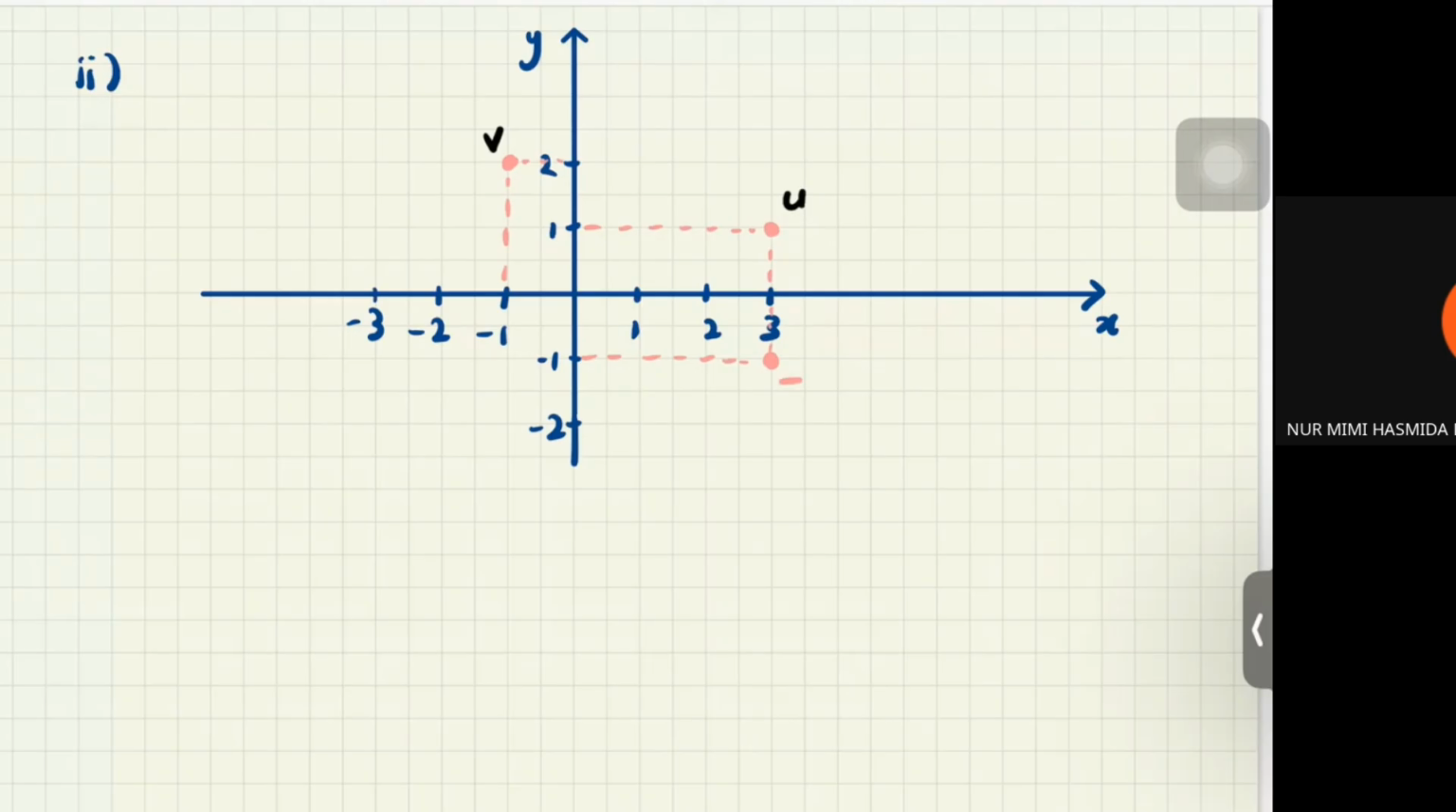This is TU. And TV (-1, -2) here. Okay, TV.